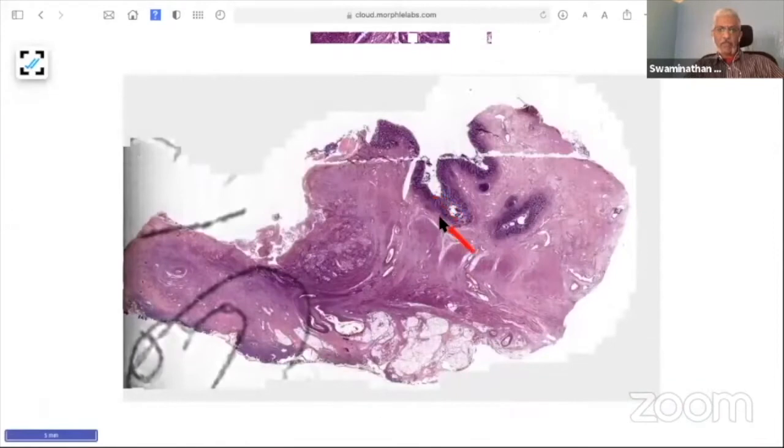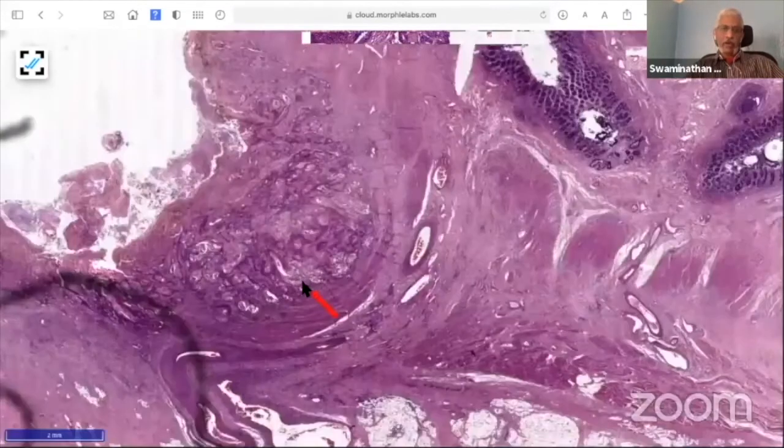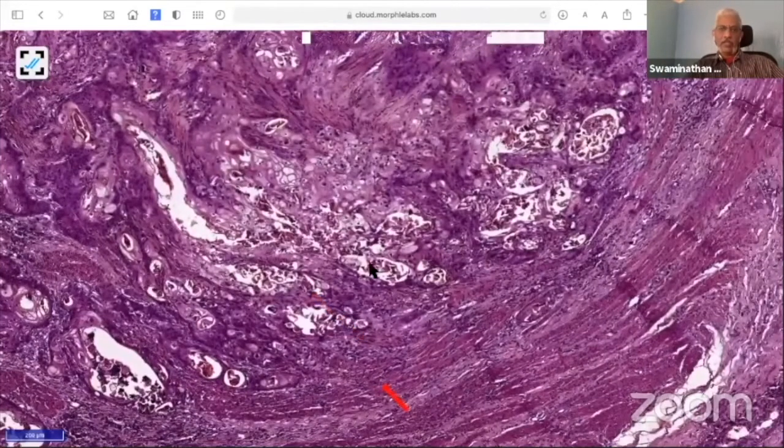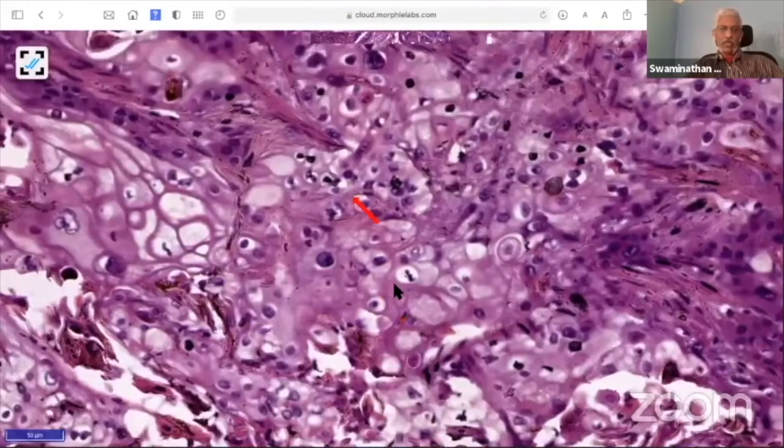Slide number 20, very easy case. This is from the anal canal. This is the transition from the anorectal area. You can see the big muscle bundles, and you can see in the whole mount the lesion is here. Normal colonic mucosa is there, and when you come to the high power, the solid nests are showing squamous differentiation. So this is a squamous cell carcinoma, moderately differentiated.